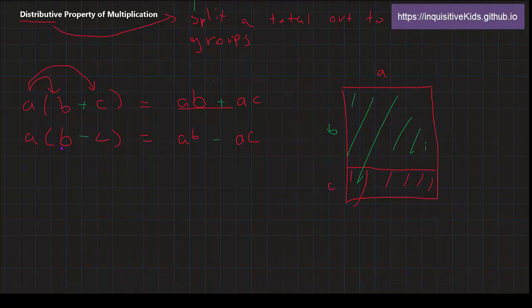The same thing works for A times the difference between B and C. So you can also distribute this in. But the sign between AB and AC has to be the same as the one in the parentheses. So if the one in the parentheses was addition, then over here it has to be addition. If over here was subtraction, this also has to be subtraction.